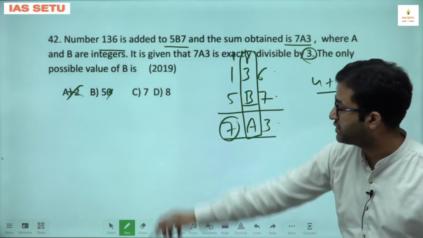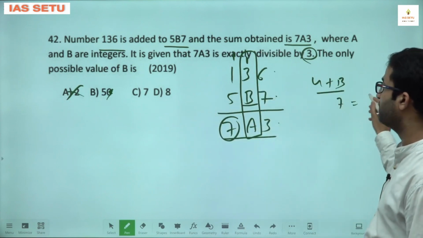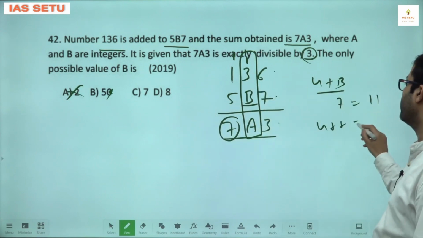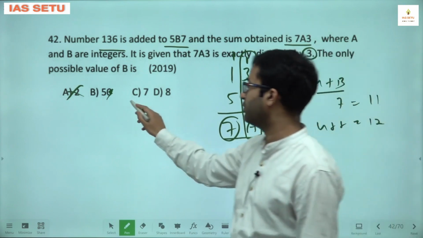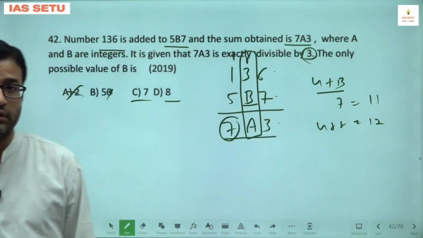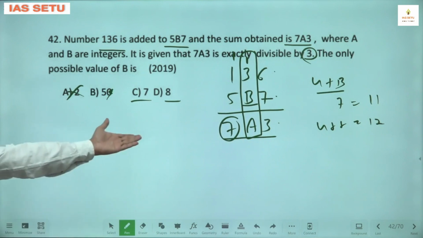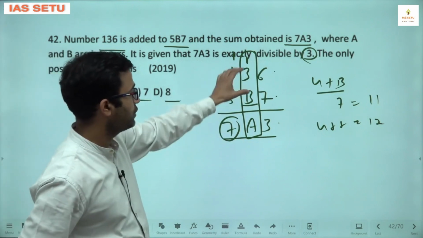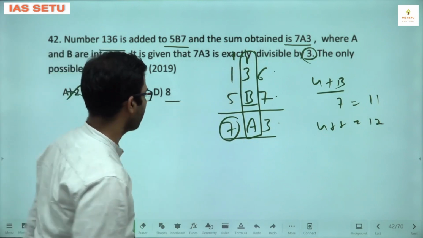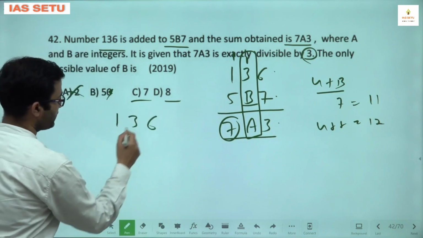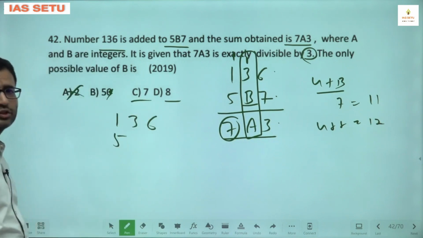4 plus 5 is 9. 4 plus 7 is 11. 4 plus 8 is 12. Either the answer is 7 or 8, because a carry forward has to be there. Otherwise it has to be 6. So this value has to be more than 10. So 1, 3, 6. Try the answer options.